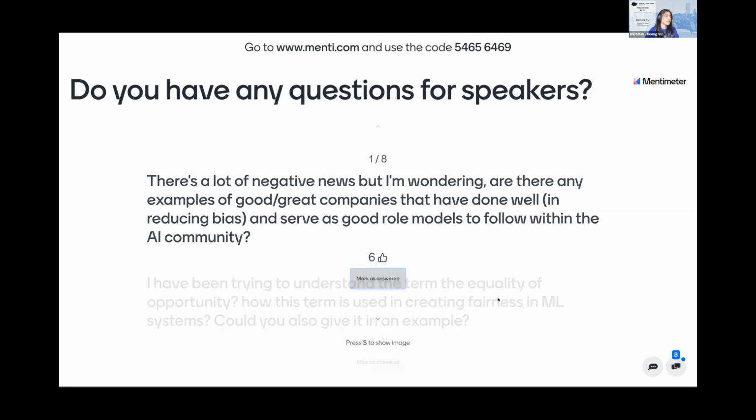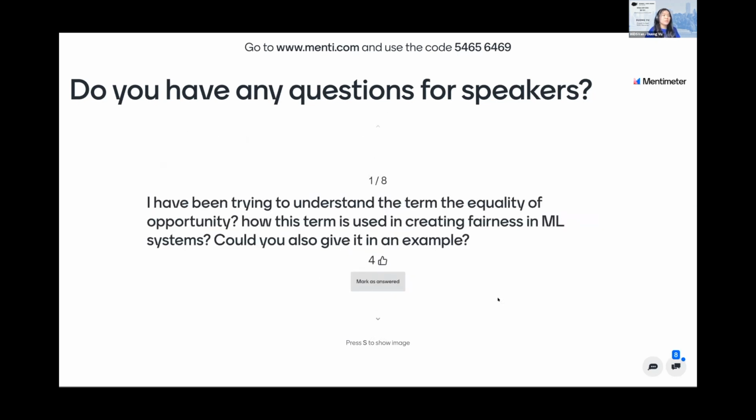Yeah, let's move on to the next question. I have been trying to understand the term equality of opportunity, and how this term is used in creating fairness in machine learning systems. Could you also give an example?